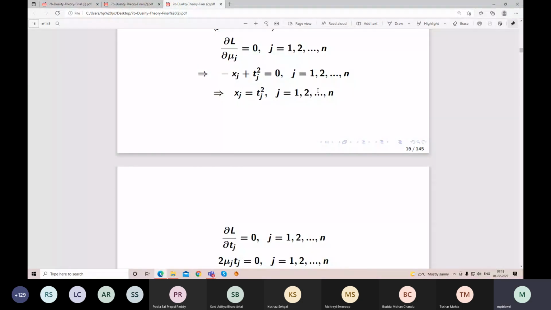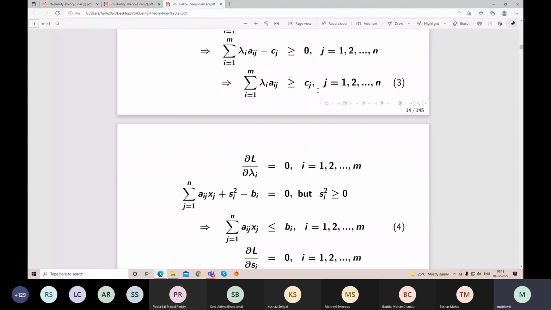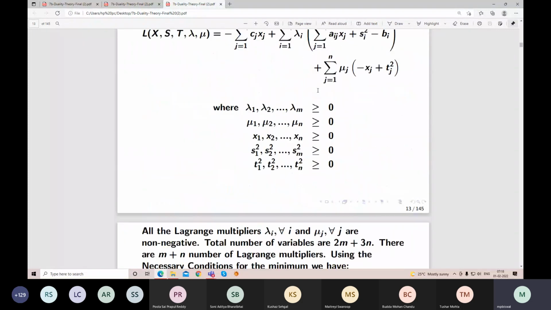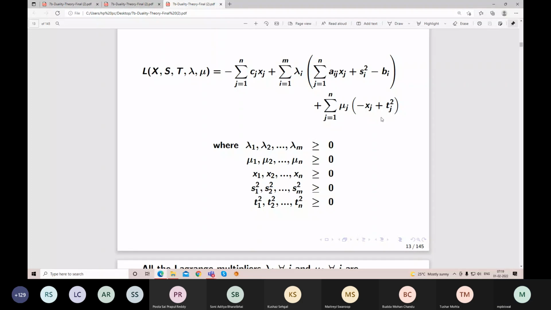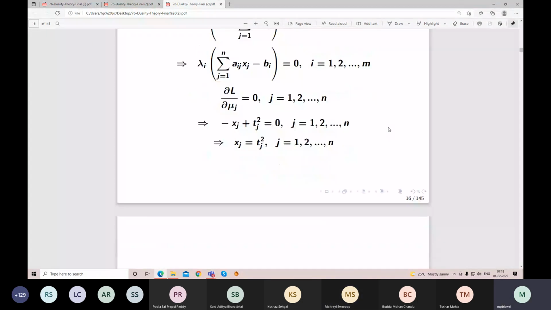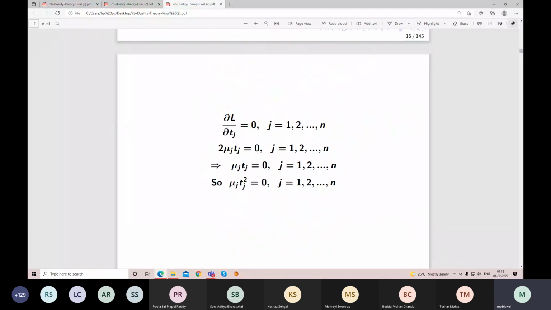Then we take partial derivative with respect to t_j. If you take derivative with respect to t_j, what will happen here? Very similar to Si square. Derivative with respect to t_j square is, t_j, not t_j square, t_j, twice into mu_j t_j. Same thing here, twice into mu_j into t_j, that is equal to 0. That indicates mu_j into t_j equal to 0.